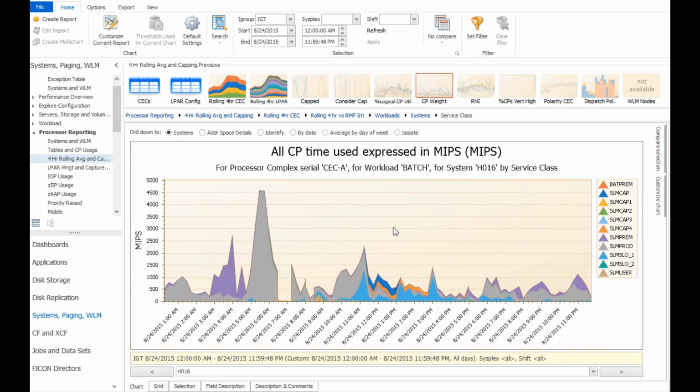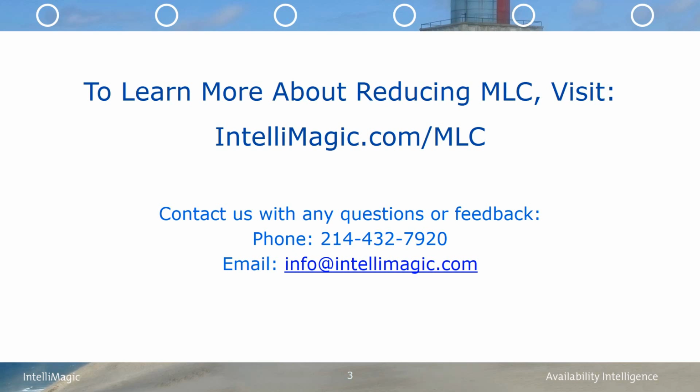So when you participate in an MLC assessment, we do all that kind of analysis on your data and provide you that kind of visibility into your environment to see what kind of MLC reduction opportunities there may be in your environment. So if you're interested in learning more about reducing MLC, go to this website and reach out here to express interest in having an MLC assessment done with the data in your environment.